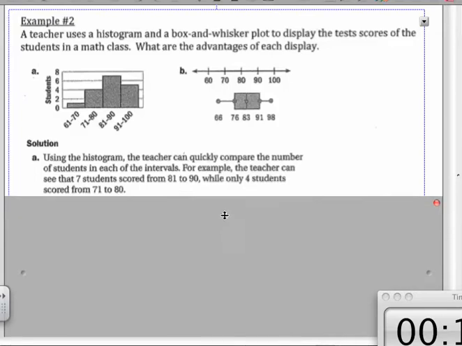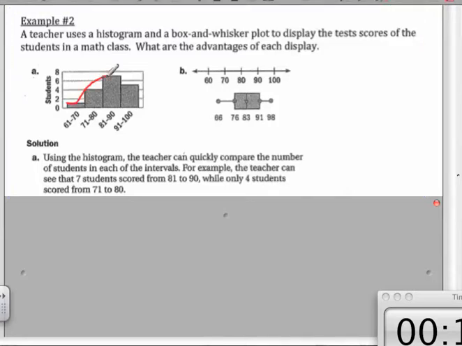Okay? And you have that right in front of you. I mean, you can see it, but I just want to sort of focus on one at a time. They say that using the histogram, the teacher can quickly compare the number of students in each of the intervals. For example, the teacher can see that 7 students scored between 81 and 90, while only 4 students scored from 71 to 80. And guys, if I draw this, this gives you an idea of where the bulk of the students landed, right?